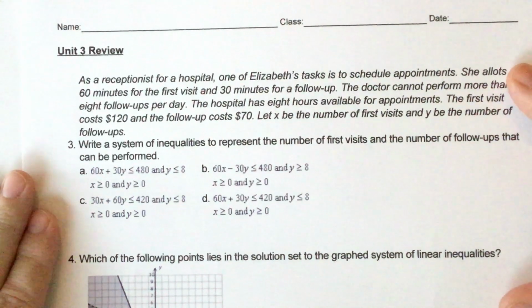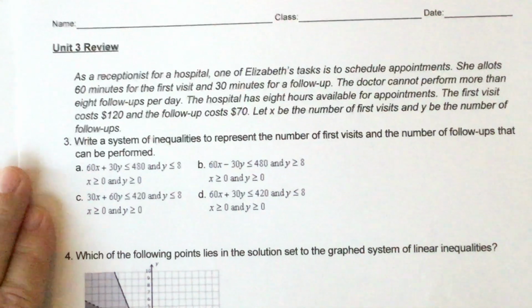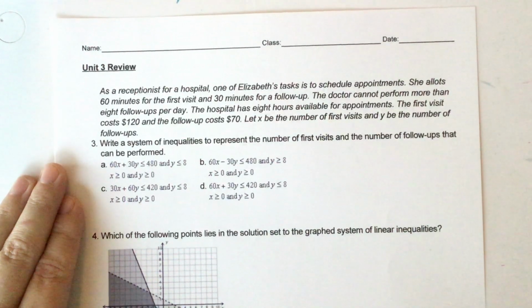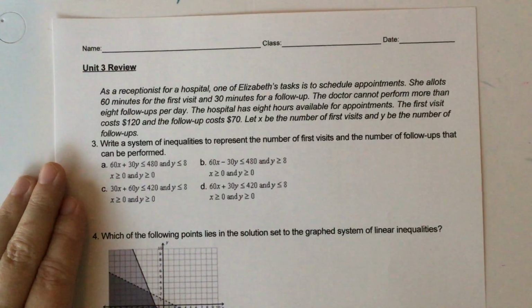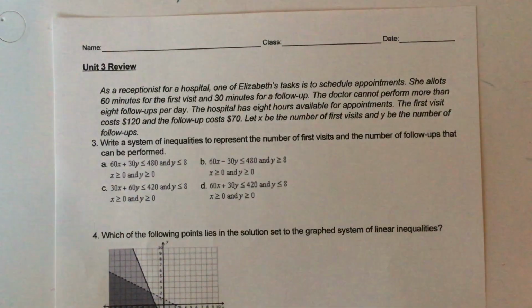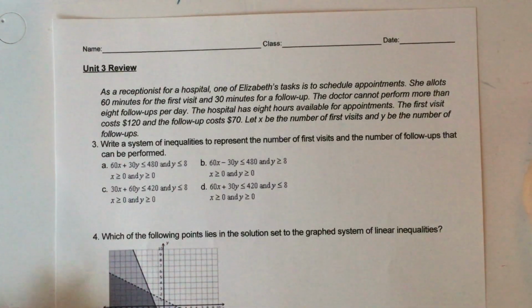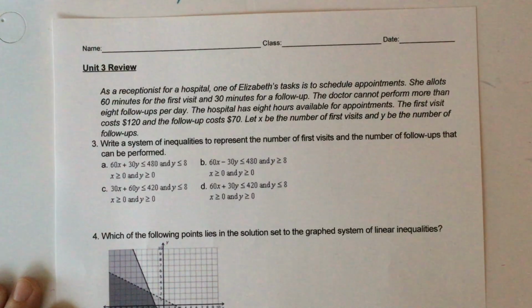All right, this one, we've got a word problem. So we're just going to have to read through it and see if we can find the correct equations that go with it. Let me shrink this up a little bit. Okay. As a receptionist for a hospital, one of Elizabeth's tasks is to schedule appointments. She allots 60 minutes for the first visit and 30 minutes for a follow-up. The doctor cannot perform more than 8 follow-ups per day. The hospital has 8 hours available for appointments. The first visit costs $120 and follow-up visits cost $70.